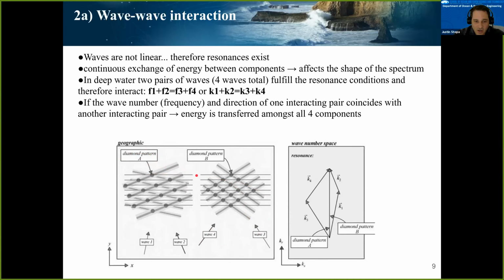lines here, when these match between diamond pattern A and diamond pattern B, this is a resonant condition. So when this occurs, what happens is that the wave energy is changed between all different wave components. Mathematically, we could use this kind of picture, meaning that the hypotenuse of each of these triangles of diamond pattern A and diamond pattern B, when they match, this is our resonant condition. So you can see that in the ocean, if you have a continuous distribution of wavelengths, there's an infinite number of possibilities that we can have that meet this wave resonance condition.